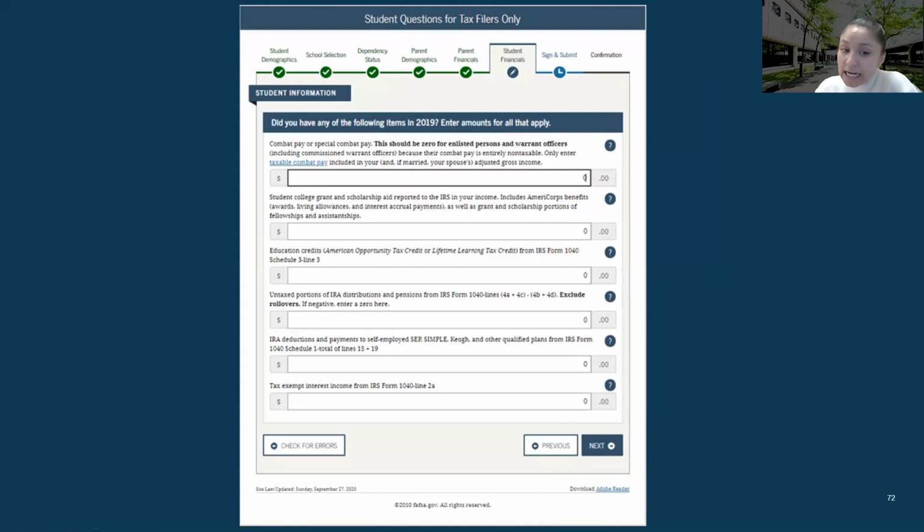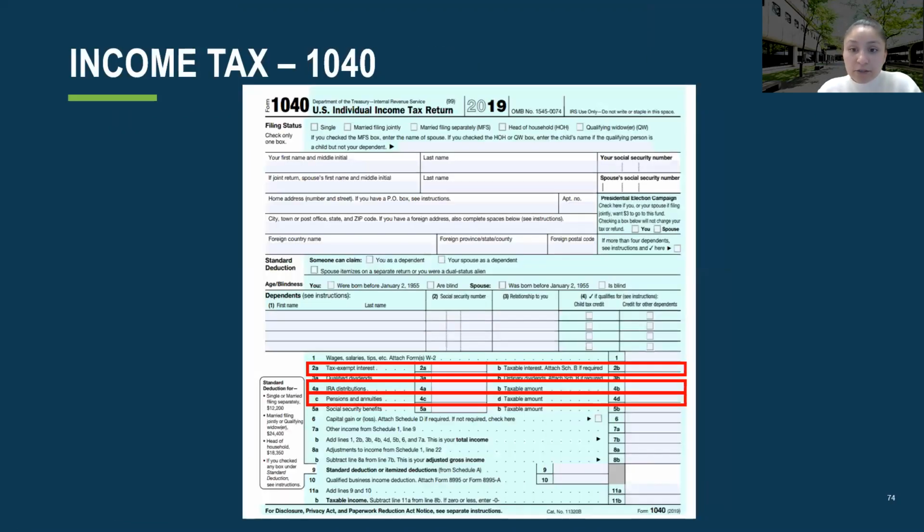The following question is tax-exempt interest income from IRS 1040, line 2A. So we're looking at line 2A on your regular 1040. So it's the second line underneath your wages, salaries, and tips.